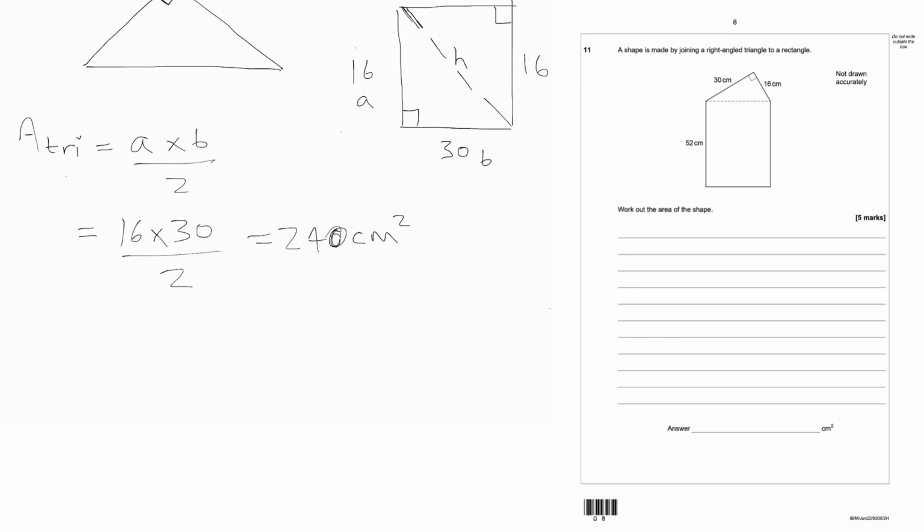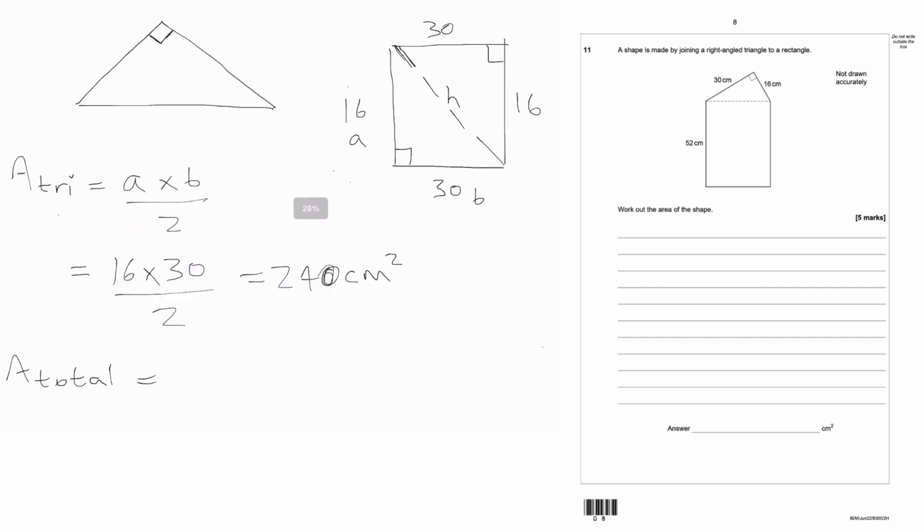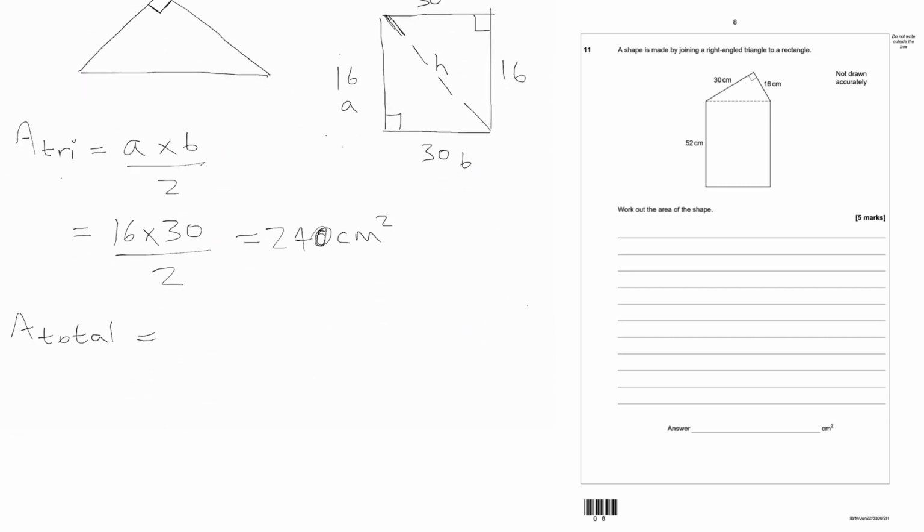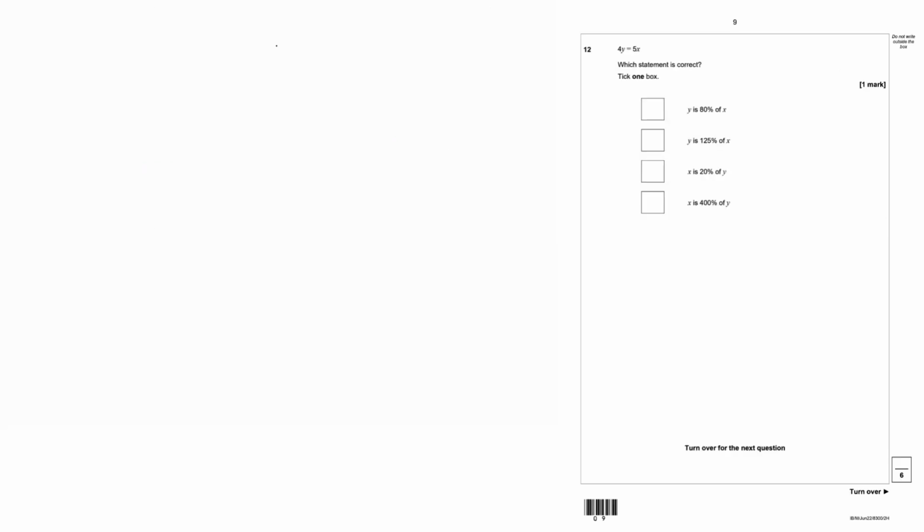So now our area total is going to be the area of our triangle plus the area of our rectangle. So this is going to be 1,768 centimetres squared plus 240 centimetres squared. And this gives us 2008 centimetres squared.